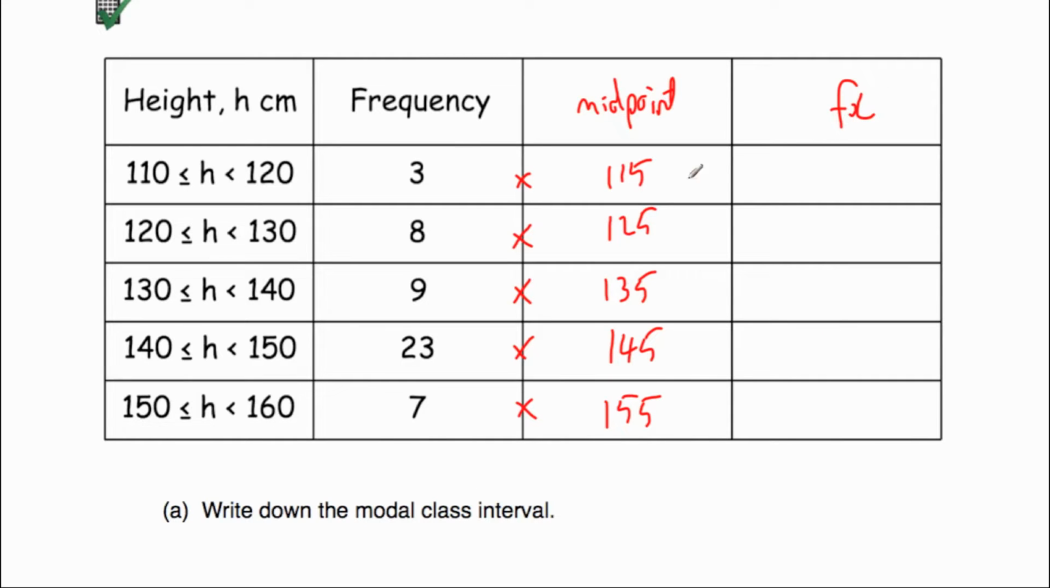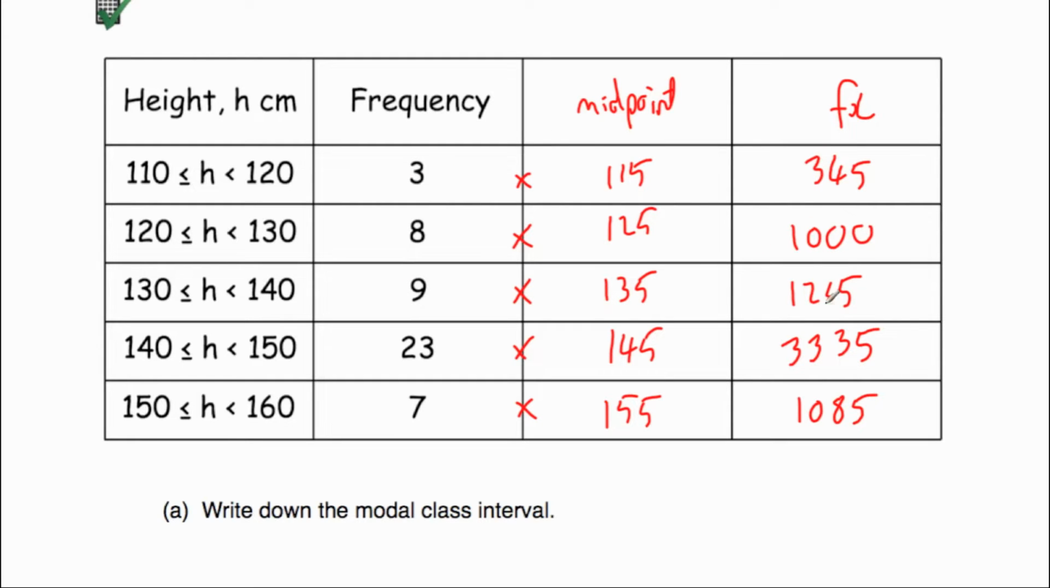So let's find our fx column by multiplying these values together. So 115 times 3, 125 times 8 is equal to 1000. 135 times 9 is equal to 1215. 145 multiplied by 23 is equal to 3,335, and 155 multiplied by 7 is equal to 1,085. So that is our estimates for the heights of the students in each of the groups.